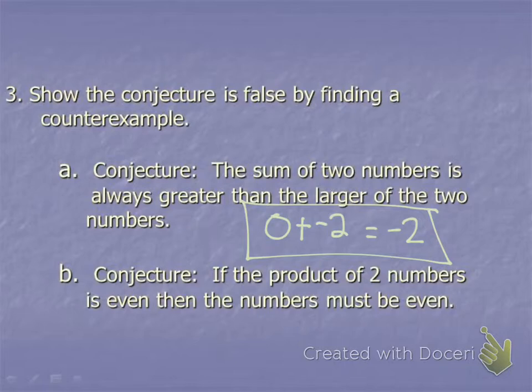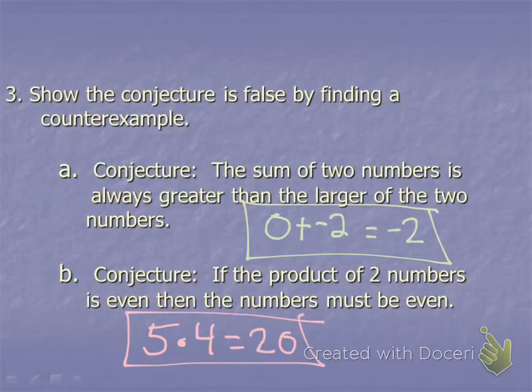5. So I'm going to use 5 in my counterexample. Can you think of a number that you multiply by 5 and you get an even number as your answer? 4. 5 times 4 is 20. That's a counterexample. I just proved that I can get an even number using multiplication and an odd number. Done.